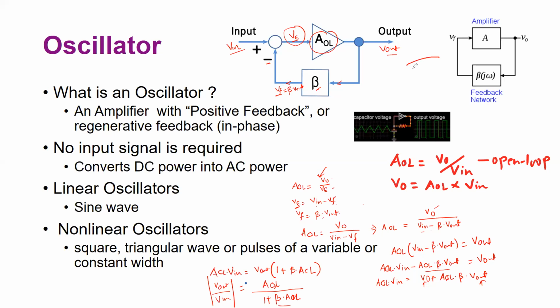So have a look at this. You don't have any external input. When you switch on the DC, there is noise actually present in the system. That noise circulates around the loop and gets amplified by the amplifier. And this feedback network's job is to filter out a single component of the frequency and reject the others. That single component again becomes an input.